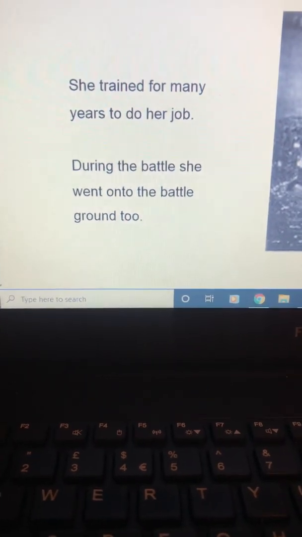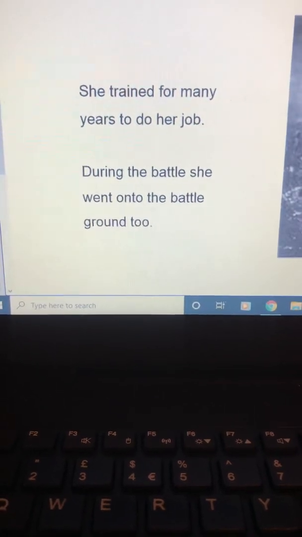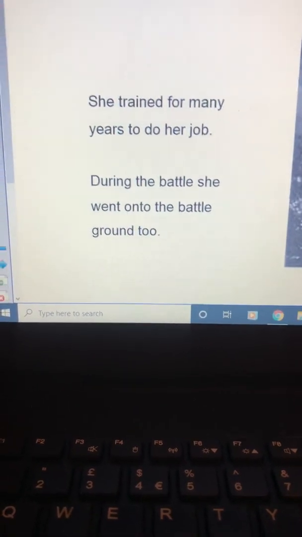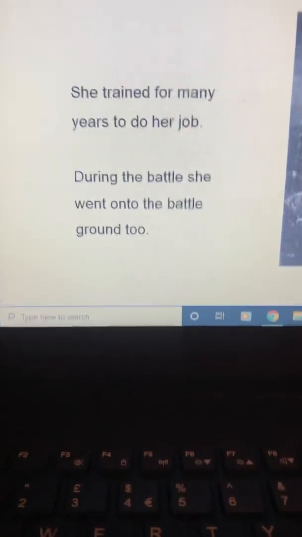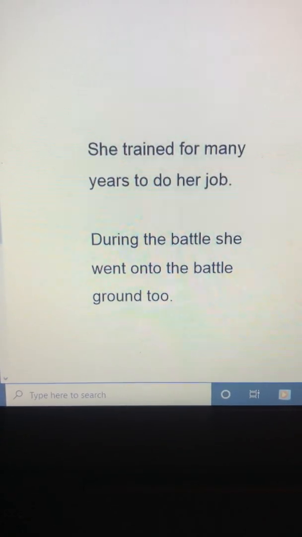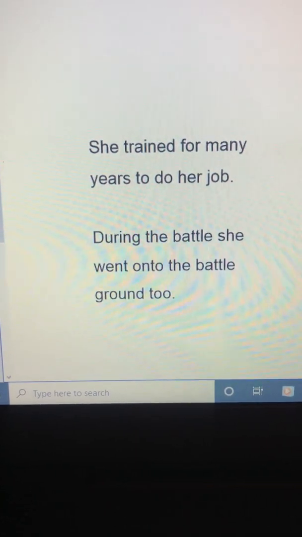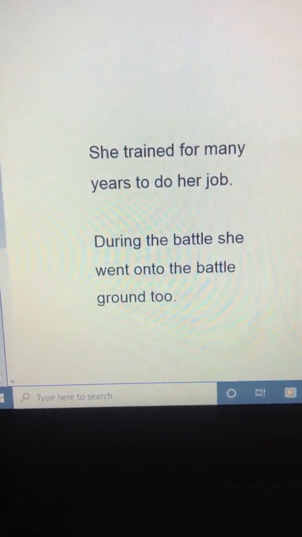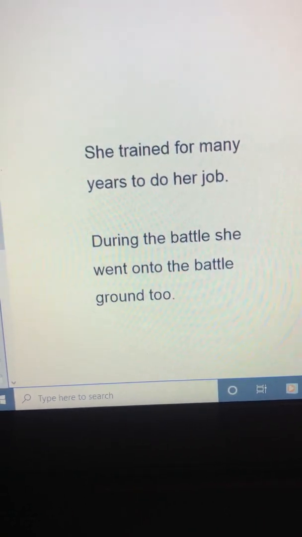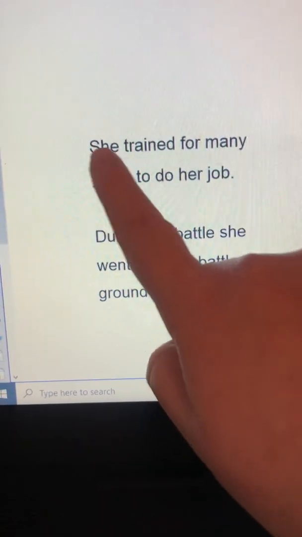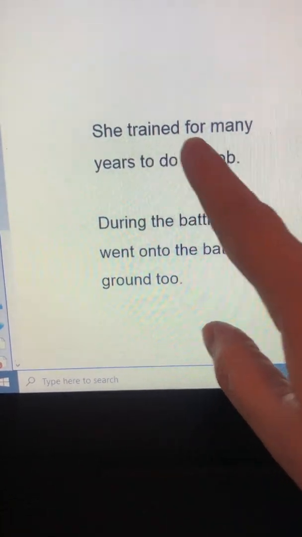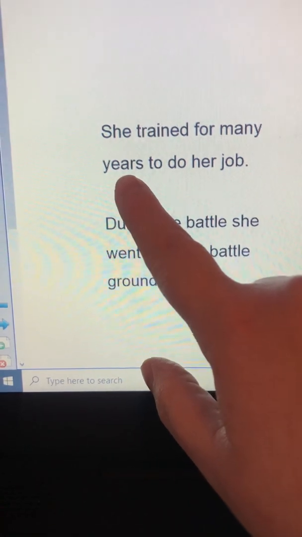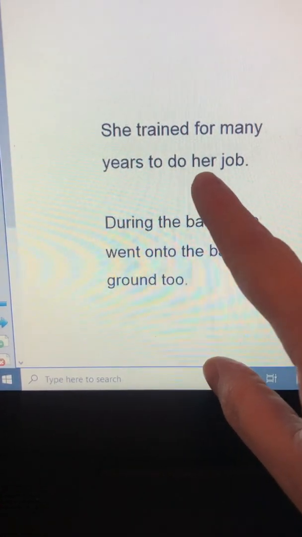Okay, so I'm going to do something called echo reading. Now, most of the children will know what this is because we do it all of the time in our active reading. But for those people who aren't sure, I'm going to point to the words and read them to you. And I want you to follow me with your finger as well, so that you can look at the words whilst I read them. So let's go on to the first sentence. She trained for many years to do her job.